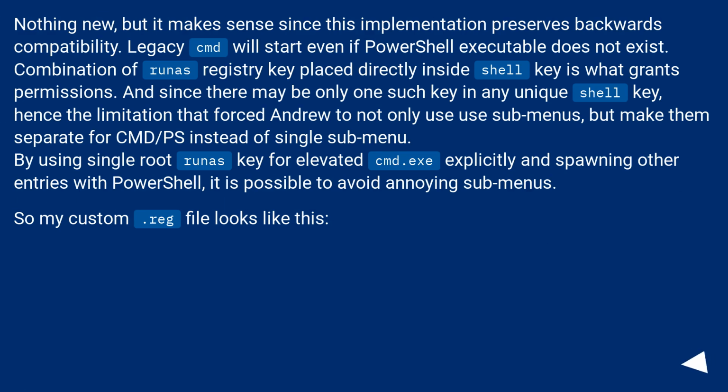Nothing new, but it makes sense since this implementation preserves backwards compatibility. Legacy cmd will start even if the PowerShell executable does not exist. The combination of a runas registry key placed directly inside the shell key is what grants permissions. And since there may be only one such key in any unique shell key, hence the limitation that forced Andrew to not only use sub-menus, but make them separate for cmd/ps instead of a single sub-menu. By using a single root runas key for elevated cmd.exe explicitly and spawning other entries with PowerShell, it is possible to avoid annoying sub-menus. So my custom .reg file looks like this.